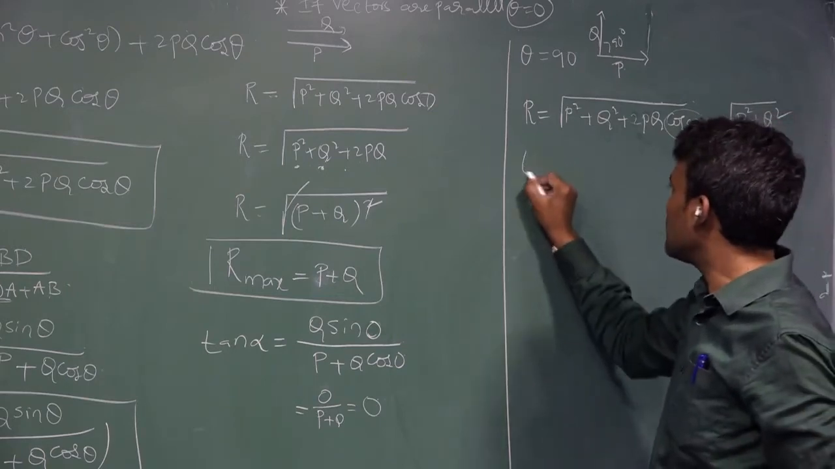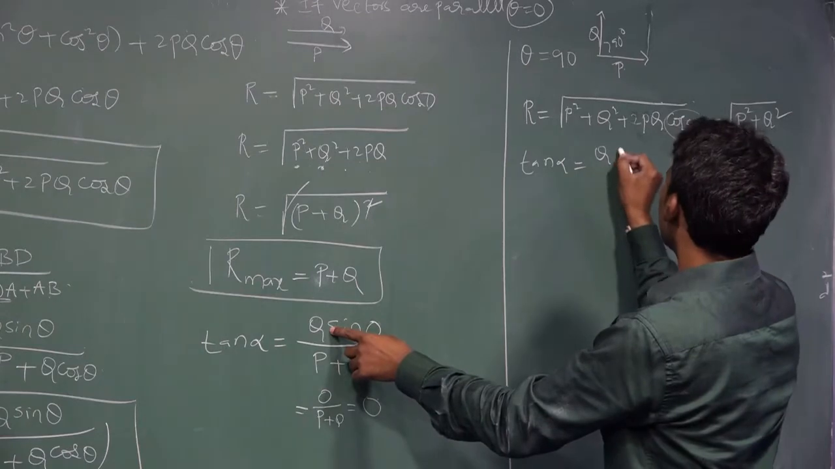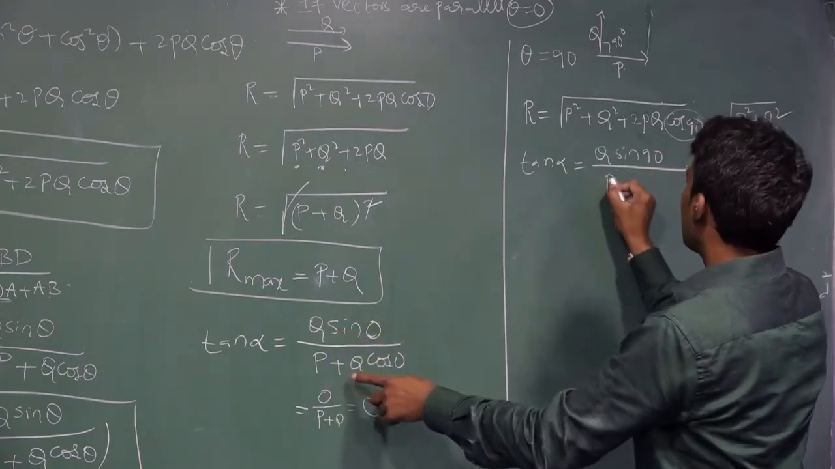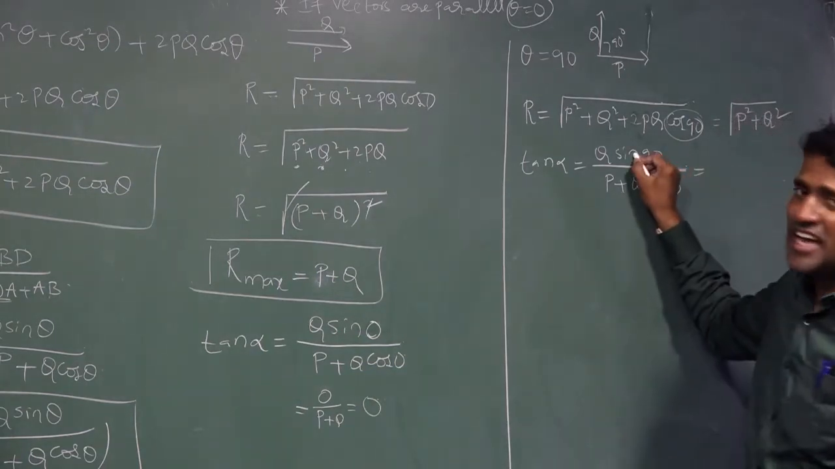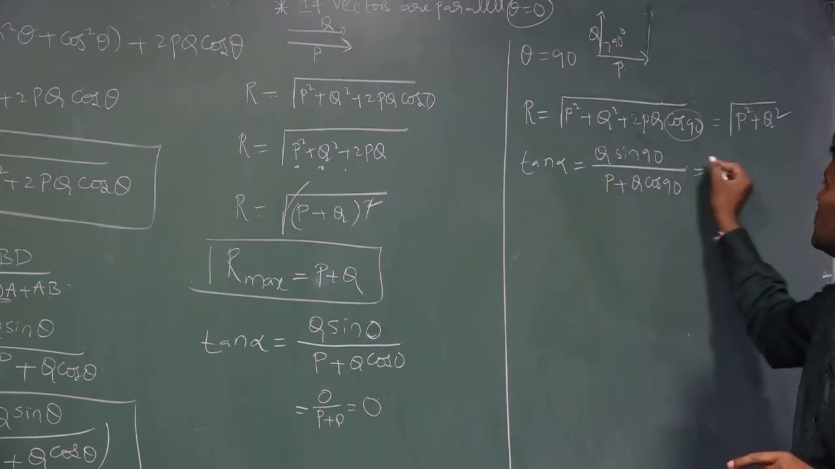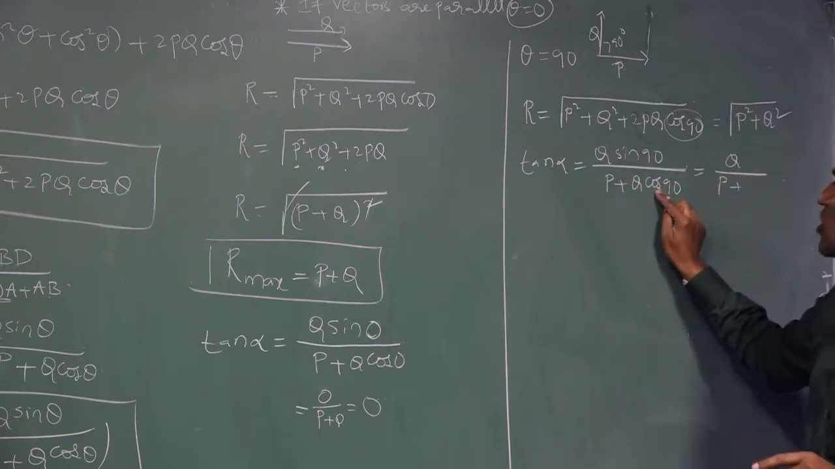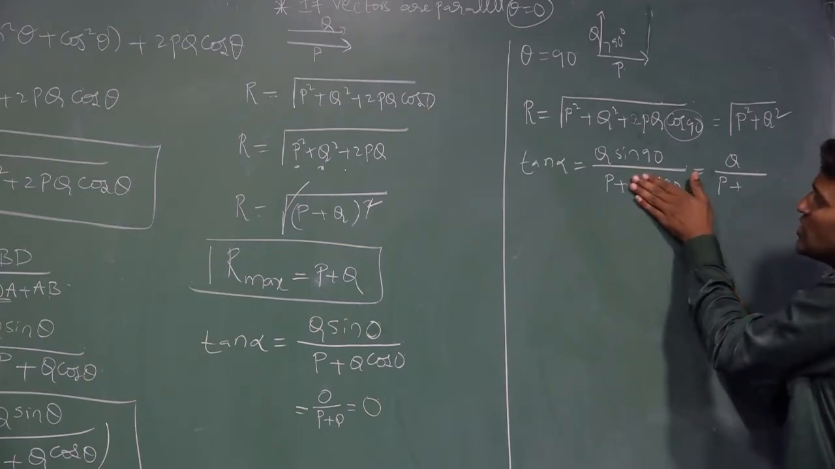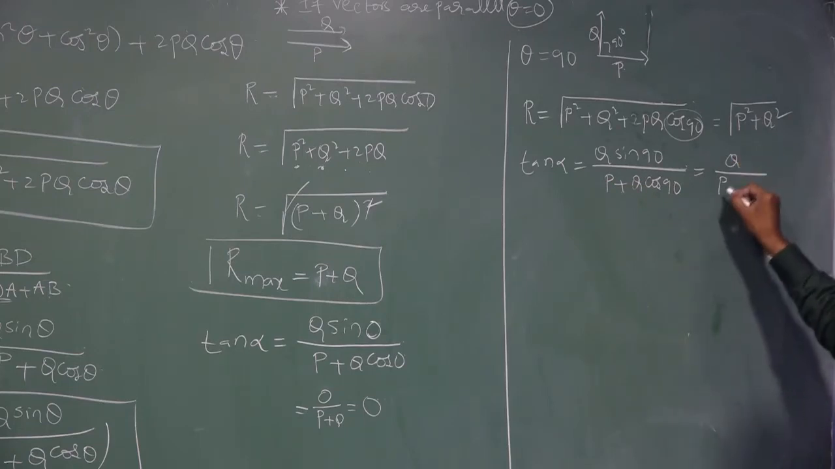Next one, tan alpha is equal to Q sin 90 all divided by P plus Q cos 90. Here sin 90 is 1, so 1 into Q divided by P plus cos 90 term. Cos 90 is 0, and 0 into Q is 0. So P plus 0 is P. We get Q divided by P. Tan alpha is equal to Q divided by P.